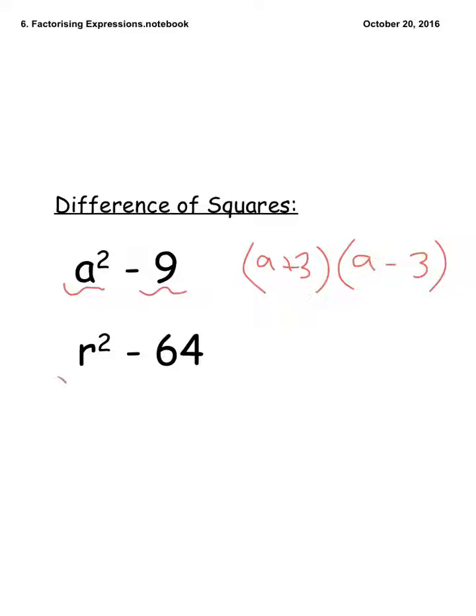Okay, so to do another quick example, 2 brackets. The square root of r squared is r, so that goes in the first position in each bracket. The square root of 64 is 8, so that goes in the second position in each bracket. And we've got 1 plus and 1 minus. Again, it could be the other way around. Doesn't matter as long as there's one of each sign.